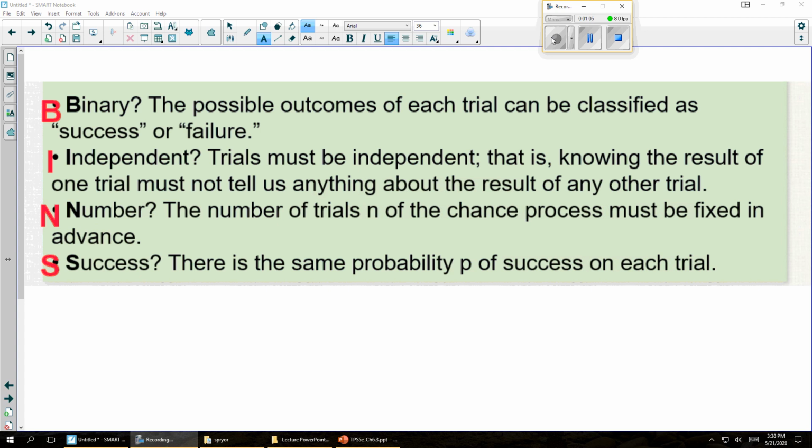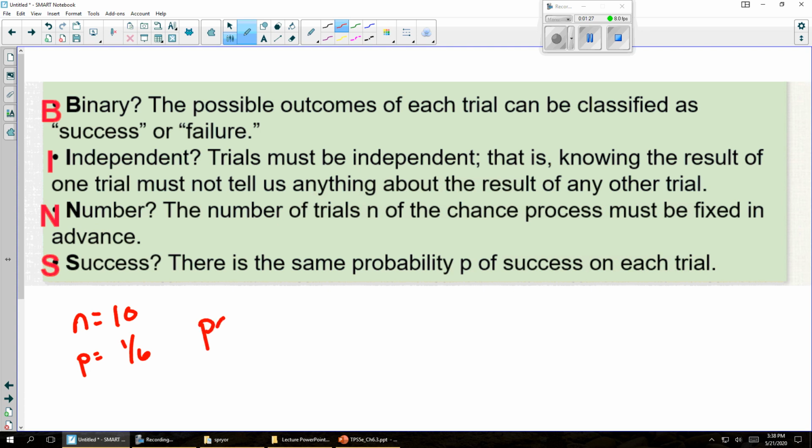So consider rolling a die, and we're going to roll the die, we'll say 10 times, and the probability of getting a 3 is 1/6. Every time you roll a die, it's either a 3 or it's not a 3, so that is binary, and the trials are independent because the die doesn't know what's going on.